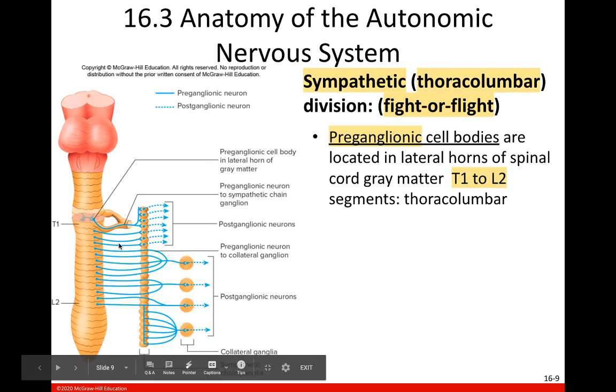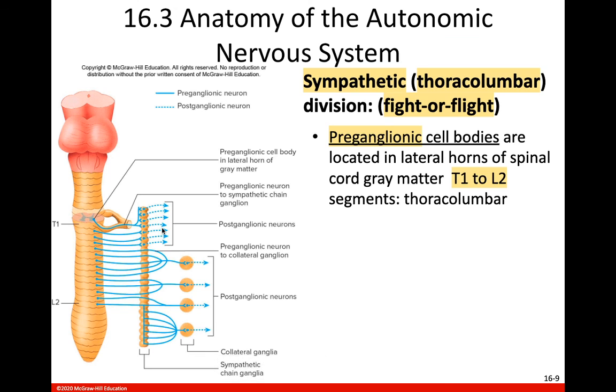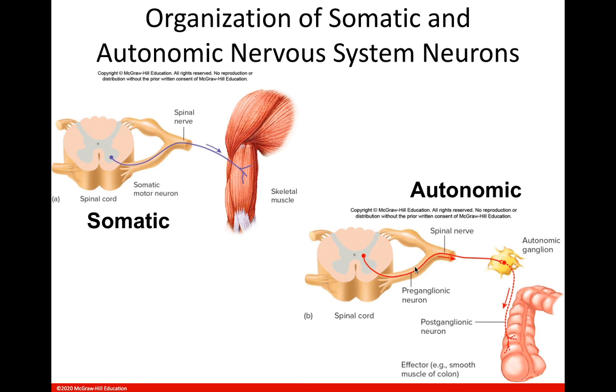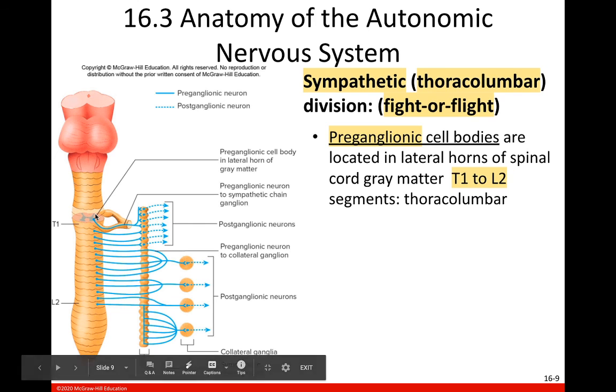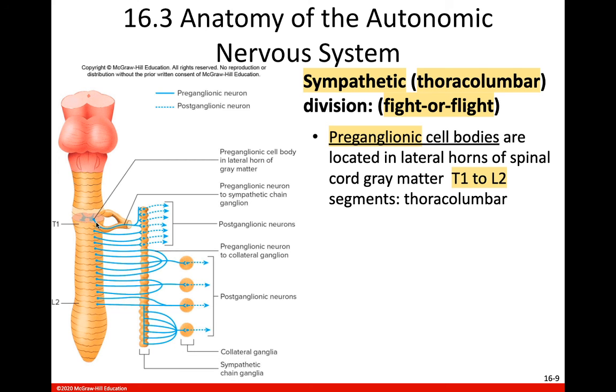Again, here we can see the preganglionic is solid, and the postganglionic neuron is the dotted line, just like we had here. The preganglionic is the solid line, the postganglionic is the dotted line. So here you can see all of those preganglionic neurons are arising from T1 to L2. They're all arising from the middle of your spinal cord, those spinal nerves T1 through L2. And so that's why it's called thoracolumbar.